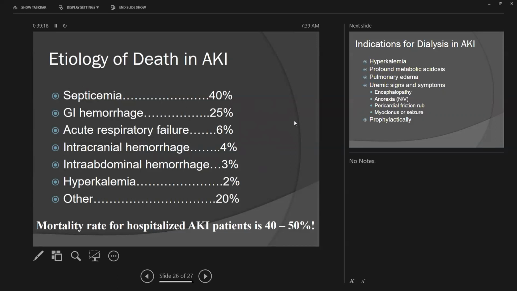So, cause of death in an AKI patient, look at hyperkalemia. Everybody with AKI usually has hyperkalemia, but the cause of death is only 2%. It ought to be 0. We have renal replacement therapy. Septicemia, 40%, GI hemorrhage, 25%, and the rest are minimal.